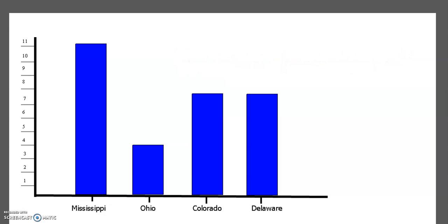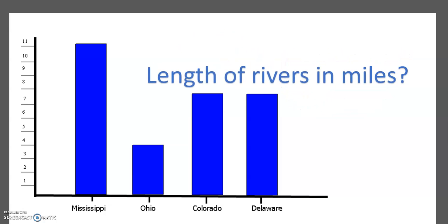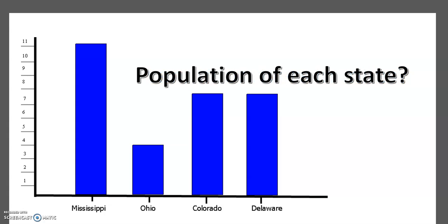Could it be the length of the rivers? Because all of those are rivers. Mississippi River, is that 11 miles long? That doesn't seem right. Would the Ohio River be 4 miles long? No. What about population of each state? Does Mississippi have 11 people? 11 million people? 11,000 people? That doesn't seem right either.